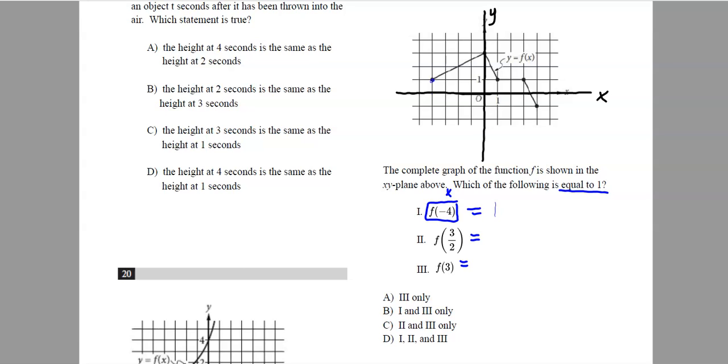f of 3 halves, aka 1.5, well, when x is 1.5, yep, it looks like the value is 1. And when x is 3, guess what? It's also 1. So which of the following is equal to 1? Roman numeral 1, 2, and 3, it's all of them. All right? And those questions, for some reason, just trip kids up. Sometimes in other questions, they wouldn't all be 1. Maybe it'll just be 1 and 3 or 1 and 2 or just number 2. So these type of questions I just want to get you familiar with this year. So when you take the SAT, you will be ready for it.